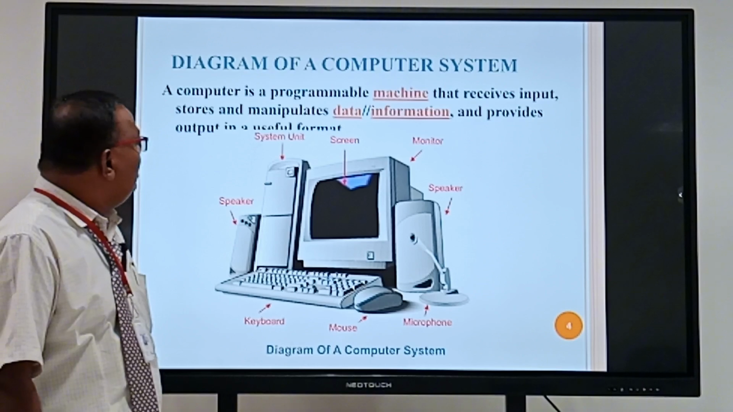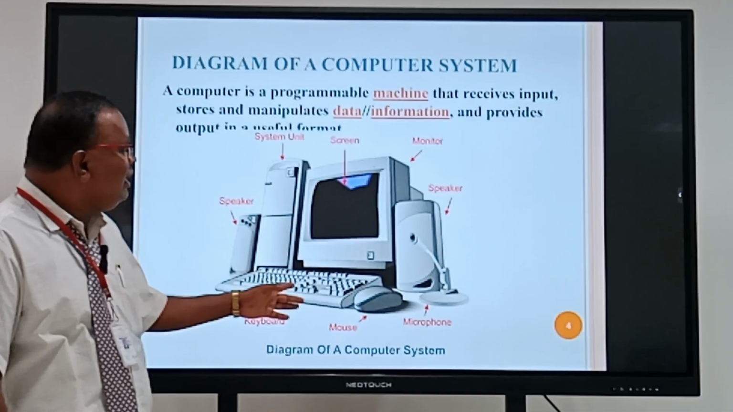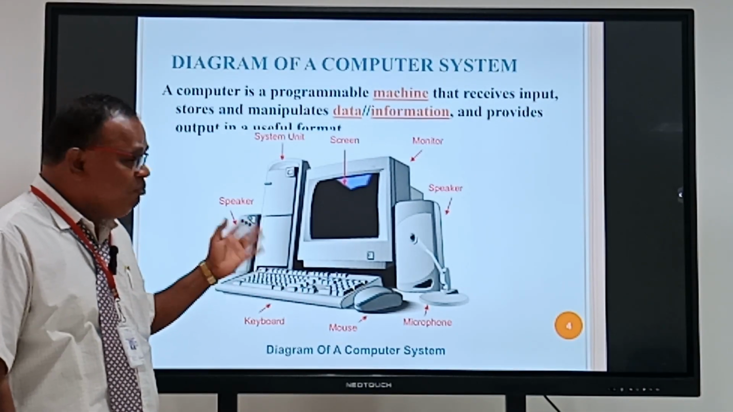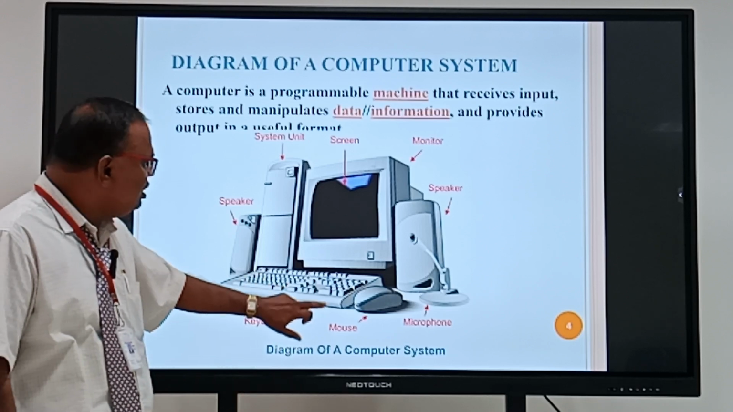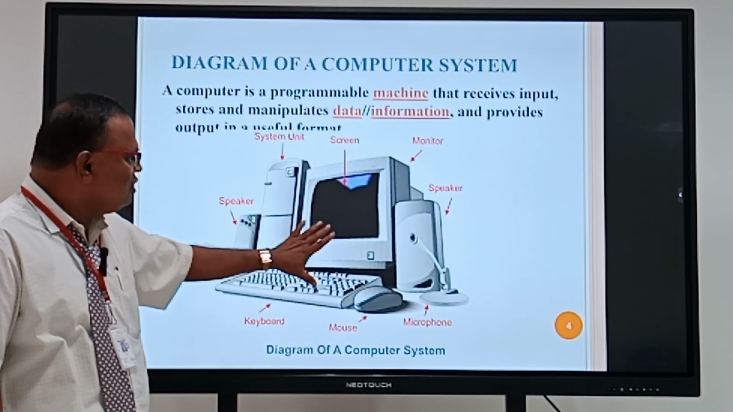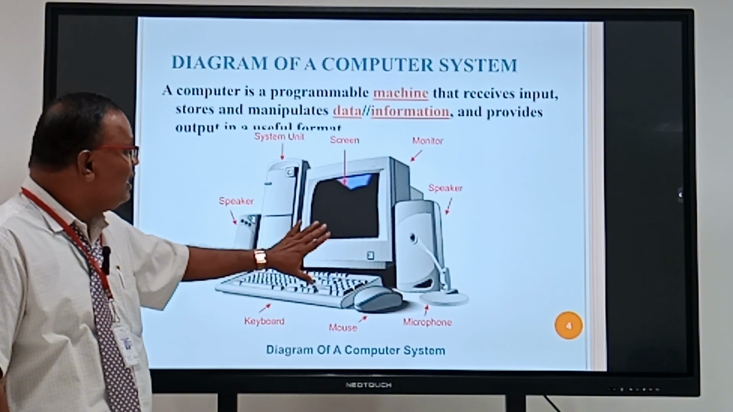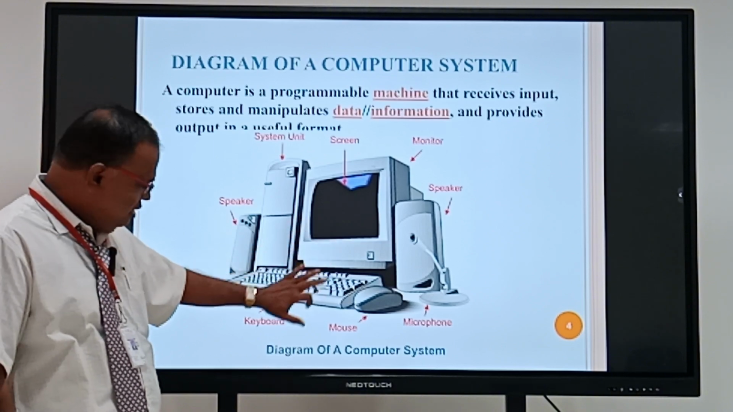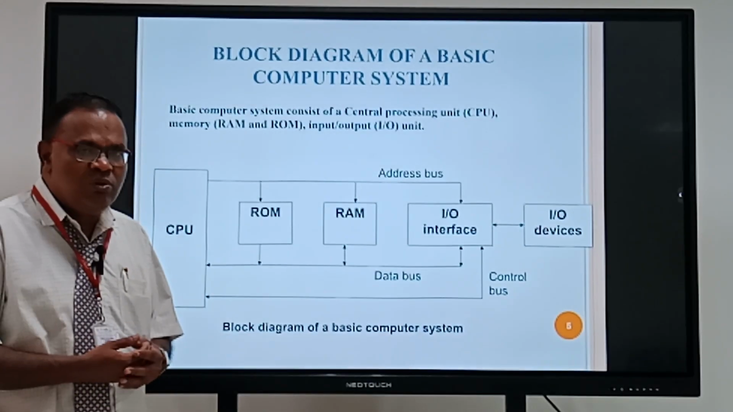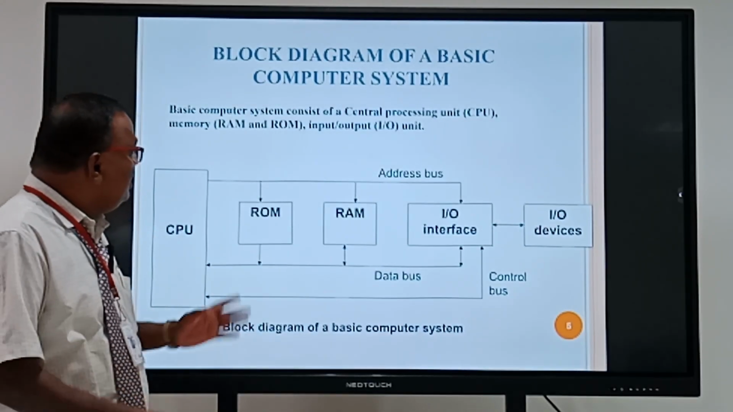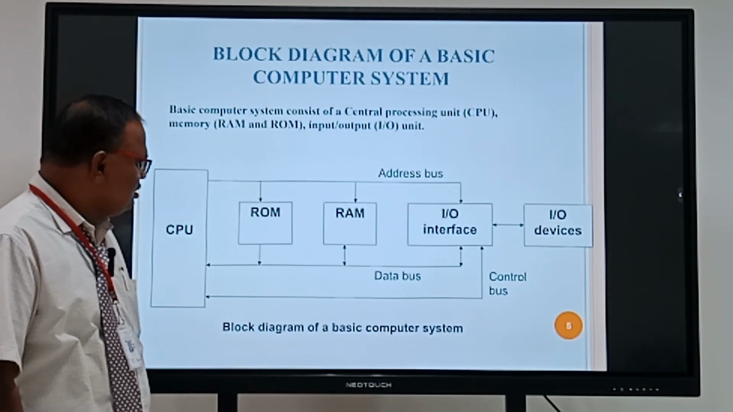And the next part is the basic block diagram. We are using the machine cycle and instruction cycle in these computer systems. We are using the central processing unit for utilizing the data, storing the data, and retrieving the data. And next is the basic block diagram of the computer system.